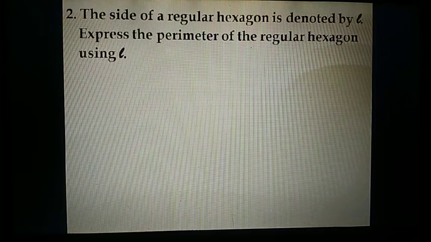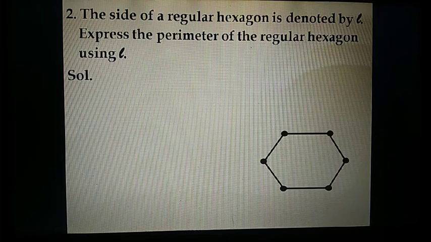Moving to question number 2. The side of a regular hexagon is denoted by L. Express the perimeter of the regular hexagon using L. Hexagon means closed figure with 6 sides. Regular hexagon means all the sides are equal in length.